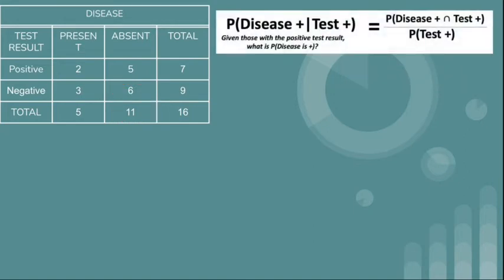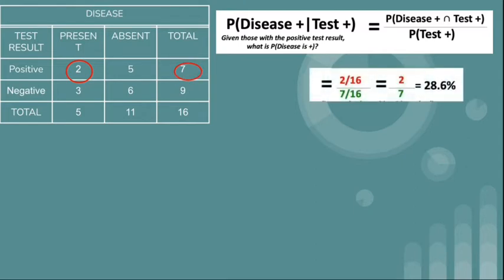Next, what is the probability that the disease is present given the test is positive? How many is the outcome where the disease is present? Right? 2. Then how many is the outcome when the test is positive? Right? 7. So 2 over 7 equals 28.6%. Meaning, out of those patients who are diagnosed to be positive, 28.6% of them actually really have the disease.